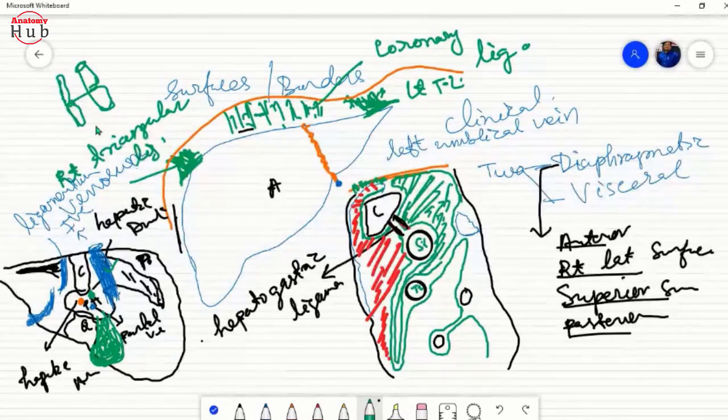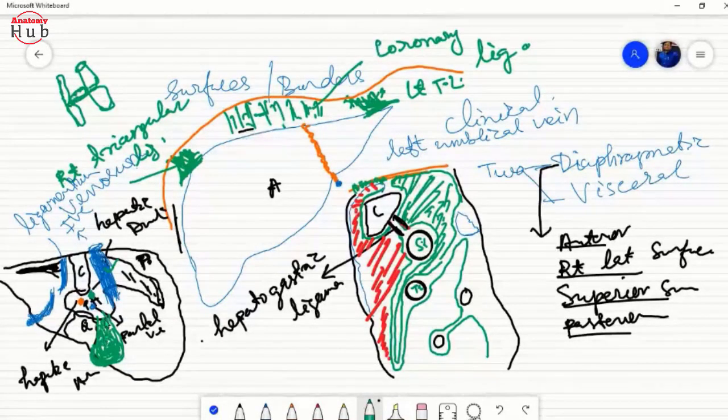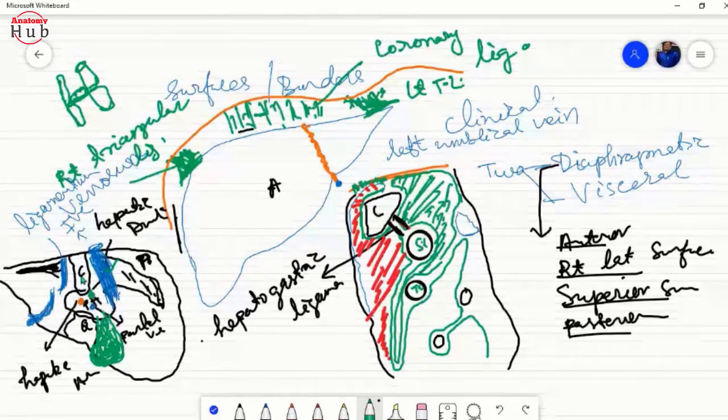Now the transverse arm of the liver, that is the porta hepatis. Okay, where we'll get the structures, the vessels, going out and coming in. So this is the overall structures that are present here at the inferior surface of the liver, right?